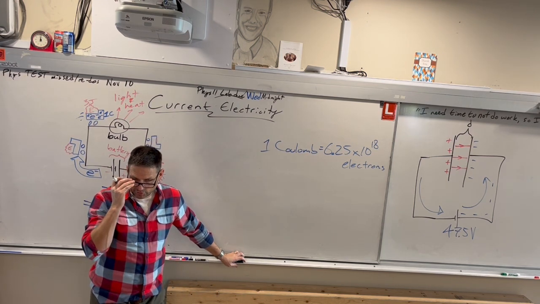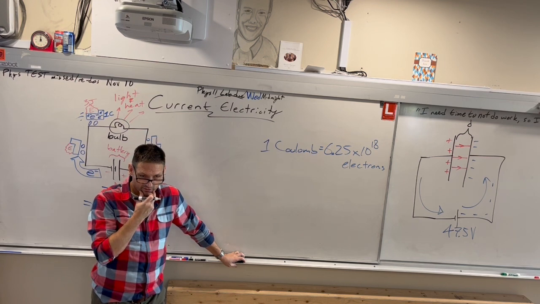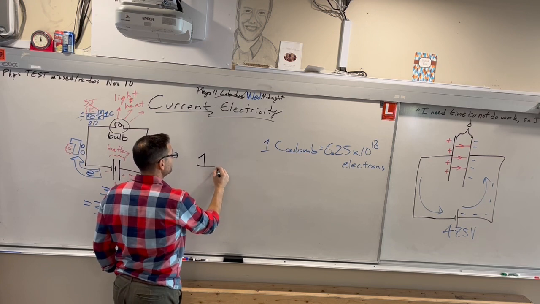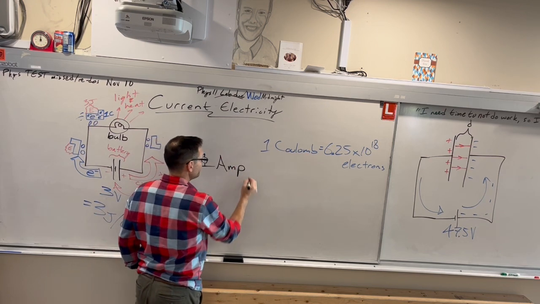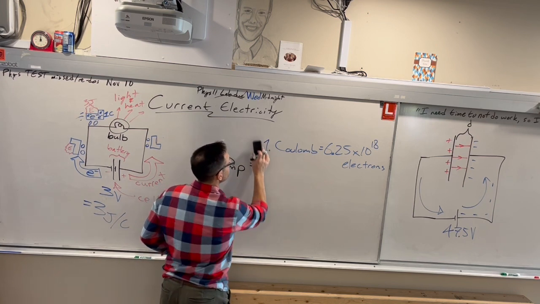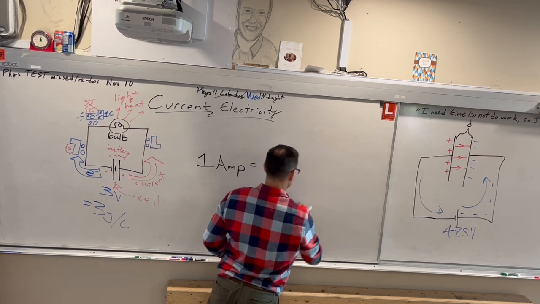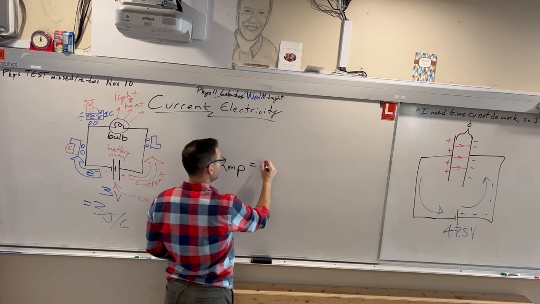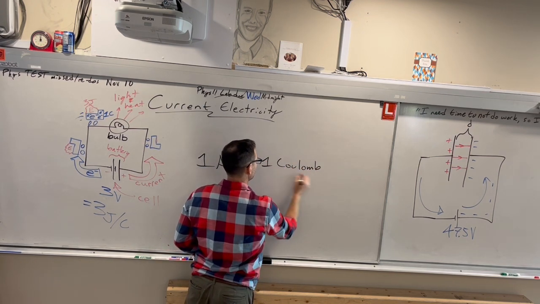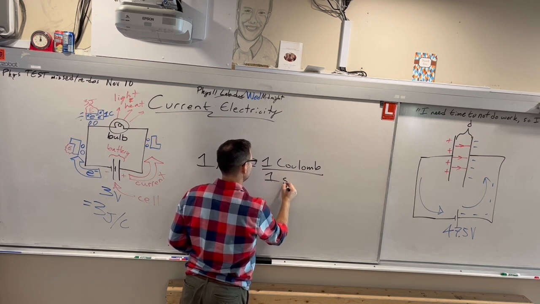What is the unit of current? Ampere. Amperes. So 1 amp of current is, I'm gonna erase this here. Say that again, Karosh. It is 1 coulomb per second.